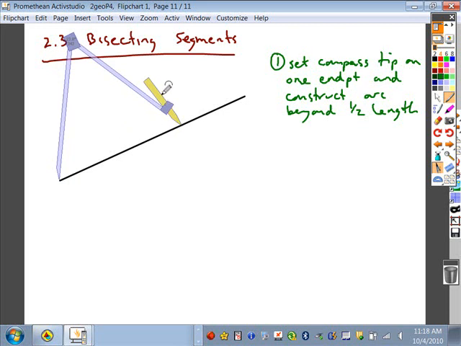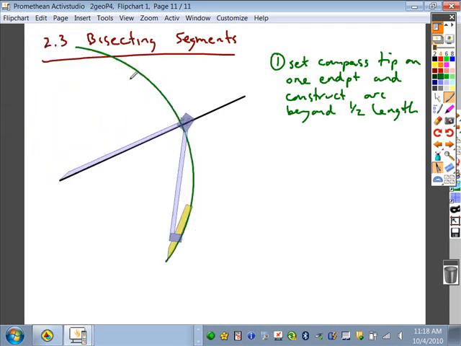Okay? And then you're going to construct an arc. You want this arc to also extend beyond where you anticipate the angle or the segment bisector will be located. So again, if I think that the segment bisector is going to be somewhere in this area, I want my arc to extend beyond that.